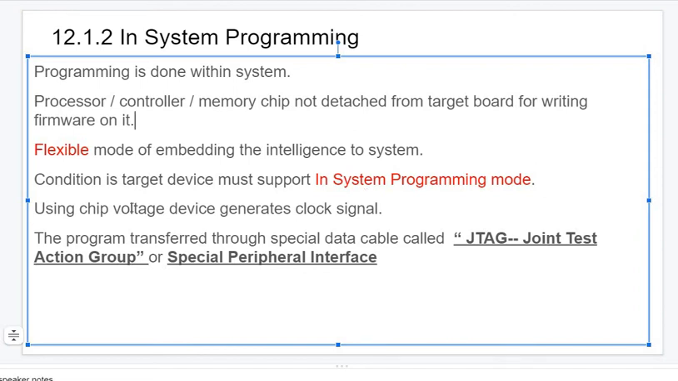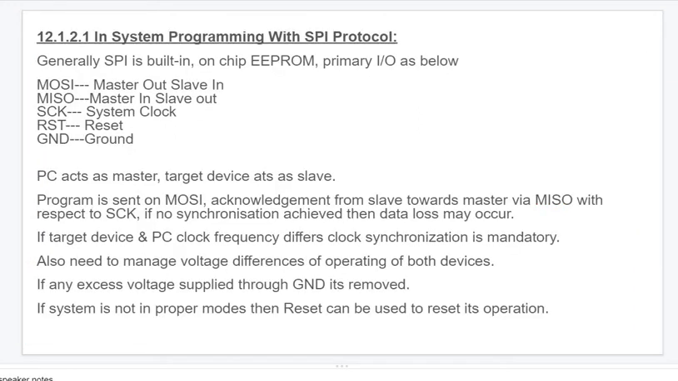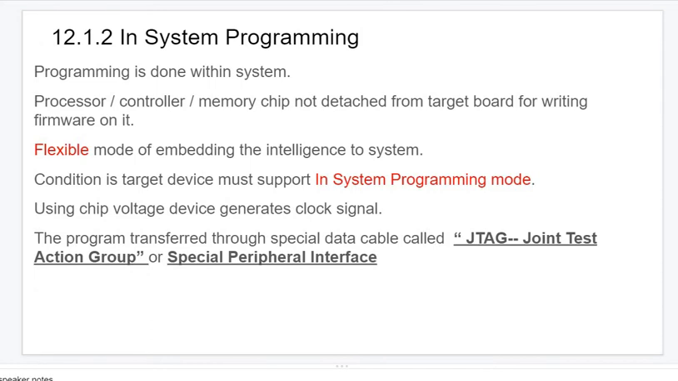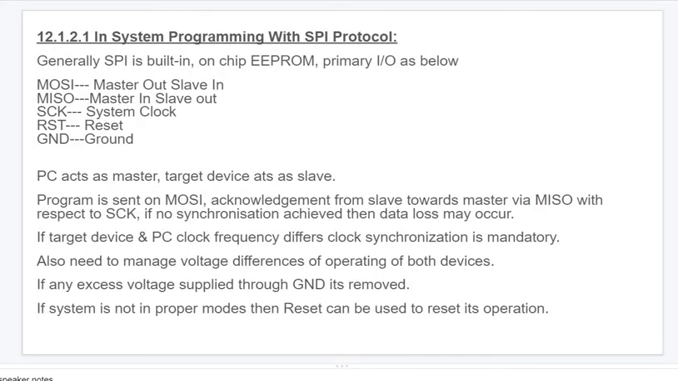If the receiver is not supporting the in-system programming mode, then it is not possible to perform the in-system programming concept. Here one advantage is there won't be a separate power cable and data transfer cable. The data bus and power bus remain the same. Hence we say the voltage line itself is used as a clock signal. The data transferring is done using JTAG, the Joint Test Action Group cable.